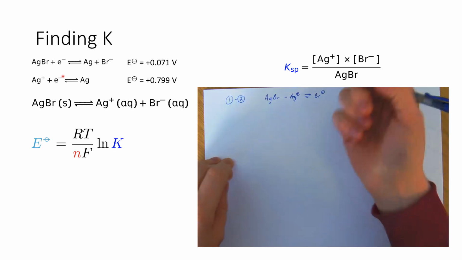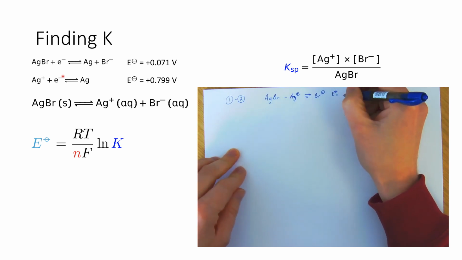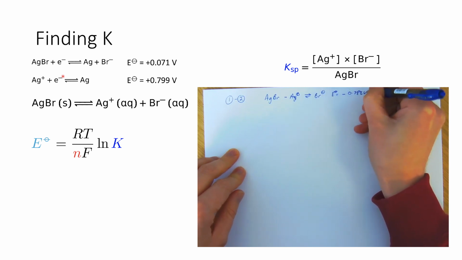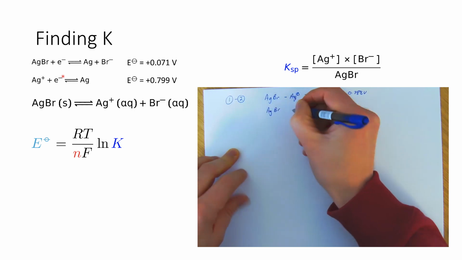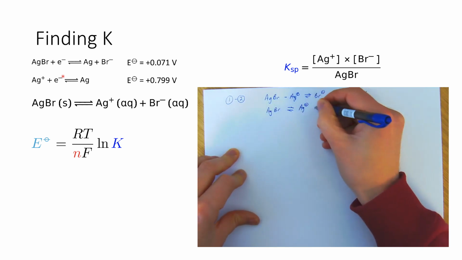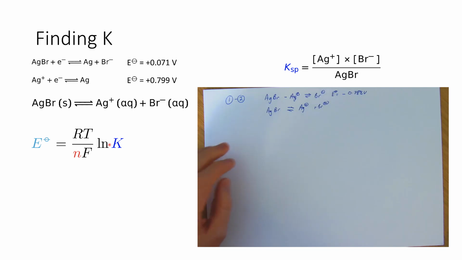Remember, we've got the first one subtracting the second one, which gives us a standard cell potential of minus 0.788 volts. We can rearrange this equation to give us our silver bromide into silver plus bromide. Okay, now we just apply this relationship here to find our equilibrium cell potential.